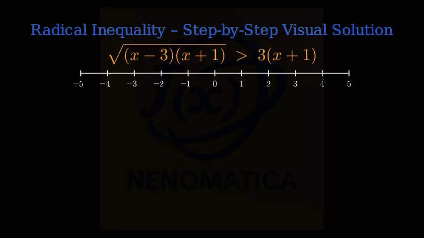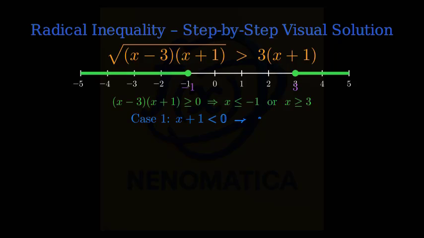That means (x − 3)(x + 1) ≥ 0. The critical x values are −1 and 3. The product is non-negative when x ≤ −1 or x ≥ 3. Next, we split by the sign of the right-hand side, 3(x + 1).